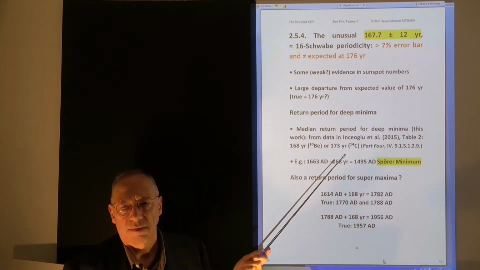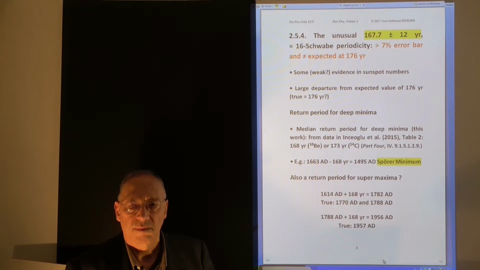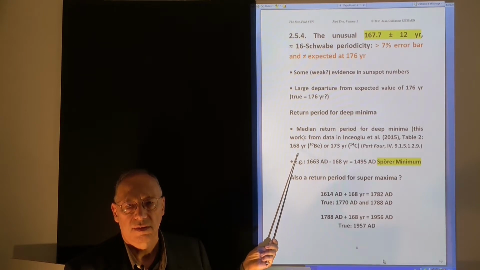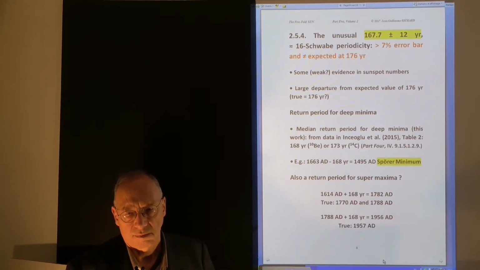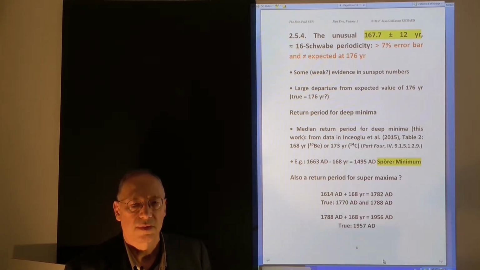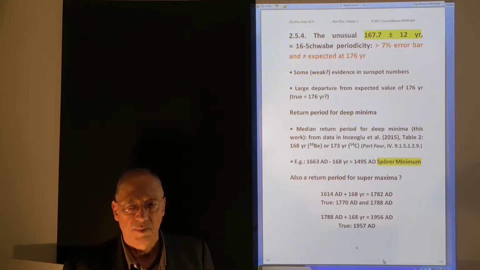In the data of these authors, recent data of 2015, you can compute a median return period from the extrema in their series, and I found 168 years and 173 years. To the epoch that we just found in the previous page, 1663 AD, you subtract the period that we are now discussing, and you arrive at 1495 AD in the Spörer minimum.